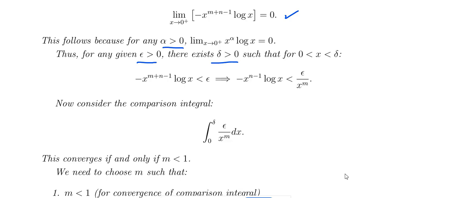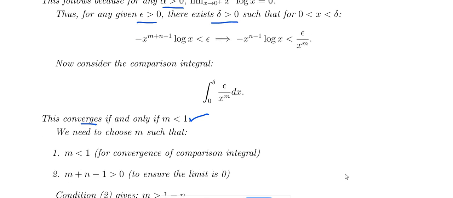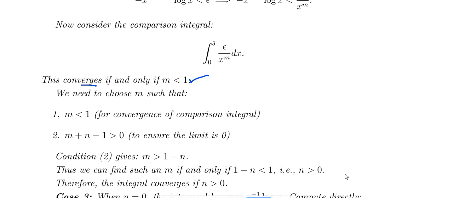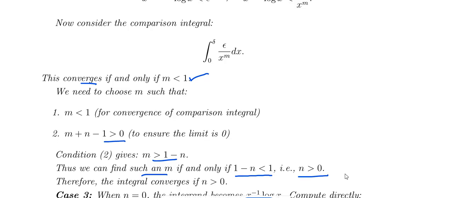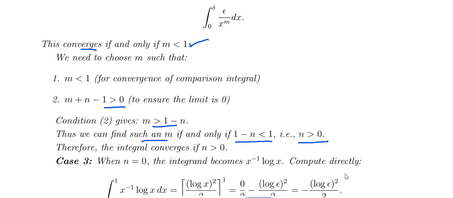This converges only if m is less than 1. So m less than 1 together with m plus n minus 1 greater than 0 gives m greater than 1 minus n. We can find such an m if and only if 1 minus n is less than 1, that is n is greater than 0. So the integral converges when n is greater than 0. That is a very important idea.